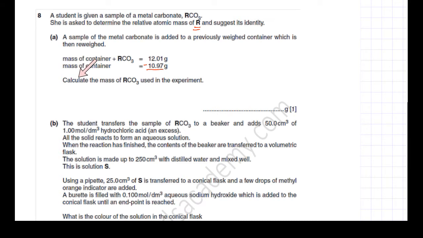The next part states you're supposed to calculate the mass of RCO3 used in the experiment. So you're going to subtract the mass of the container from this value 12.01, and you're going to get the mass of RCO3. Using my calculator, I'm going to do this calculation: 12.01 minus 10.97 grams. The answer is 1.04 grams. So that is the mass of RCO3, the metal carbonate.